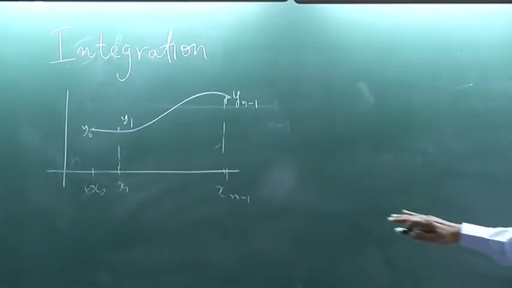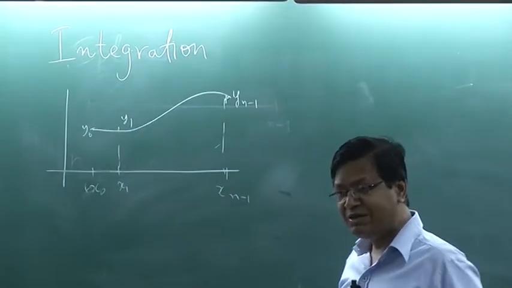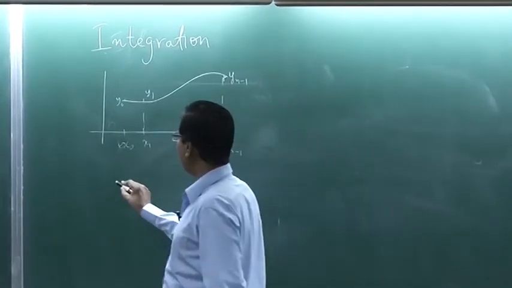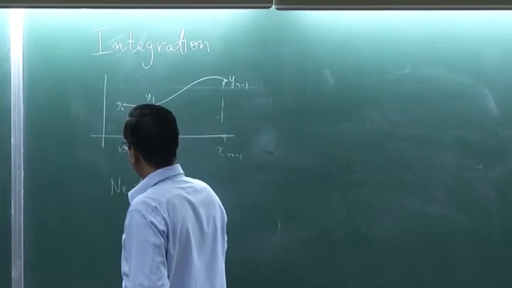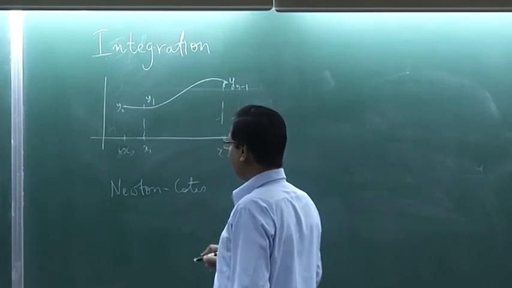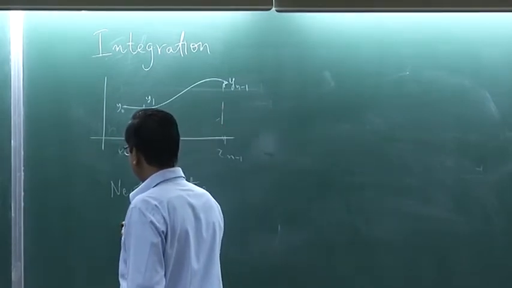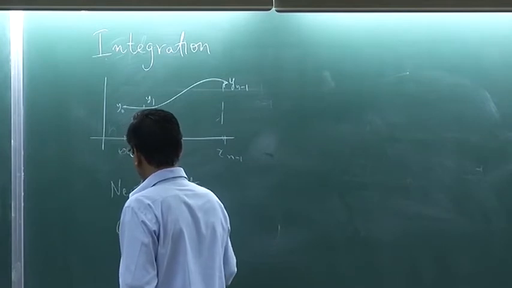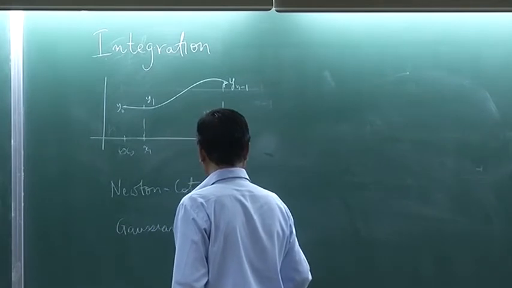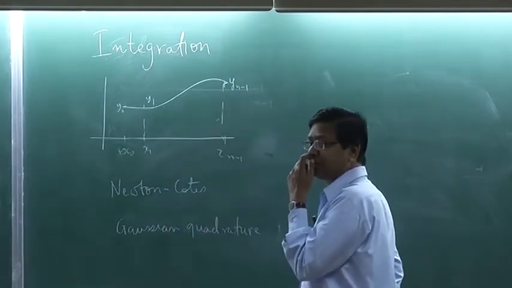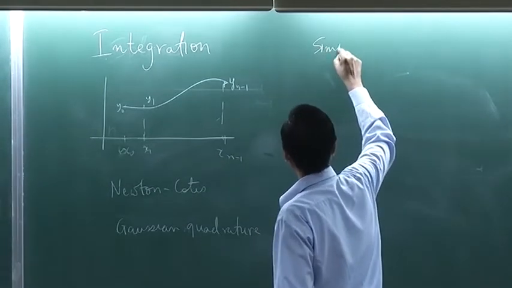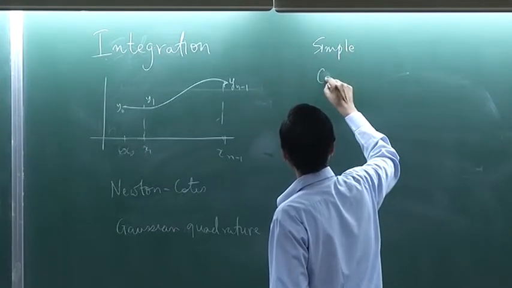So well, the technology is in several steps, and there are many methods to integrate. So I will cover two. So this is called Newton-Cotes. Again, this is the same Newton, okay. Newton-Cotes method, and the second one will be Gaussian quadrature. In fact, these methods are classified into two classes called simple method and complex method.